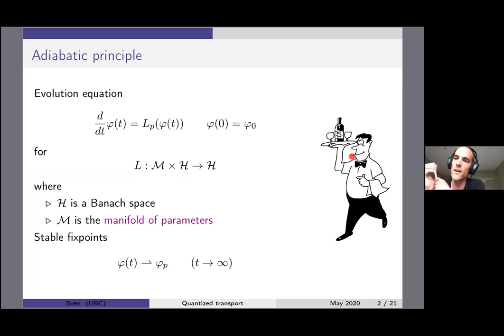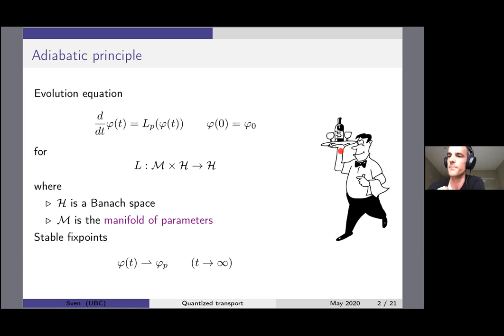And part of the adiabatic principle is that you have this evolution equation, and you also have a family of fixed points. These are these phi_p's. So these are the positions here. We also have an intuitive picture of what this is. This would be the standing position of that bottle perpendicular to the plate. And again, that depends on the angle of the plate, so on the value of the parameter.